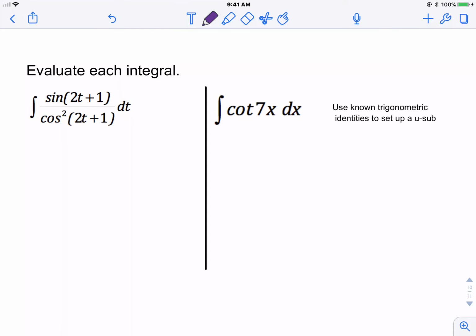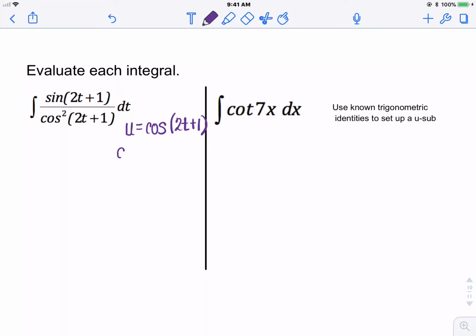But if I maybe make my u something that is either sine or cosine's derivative, then I can work with that. So I'm going to make my u cosine 2t plus 1. Picking a u comes with a little experience. It's not always just your nested function. Sometimes it's one whose derivative you can still see.